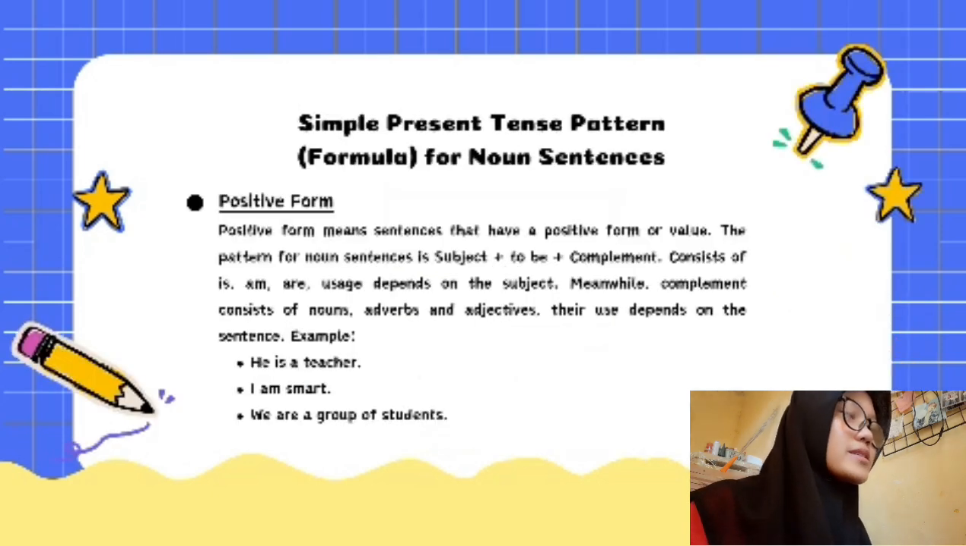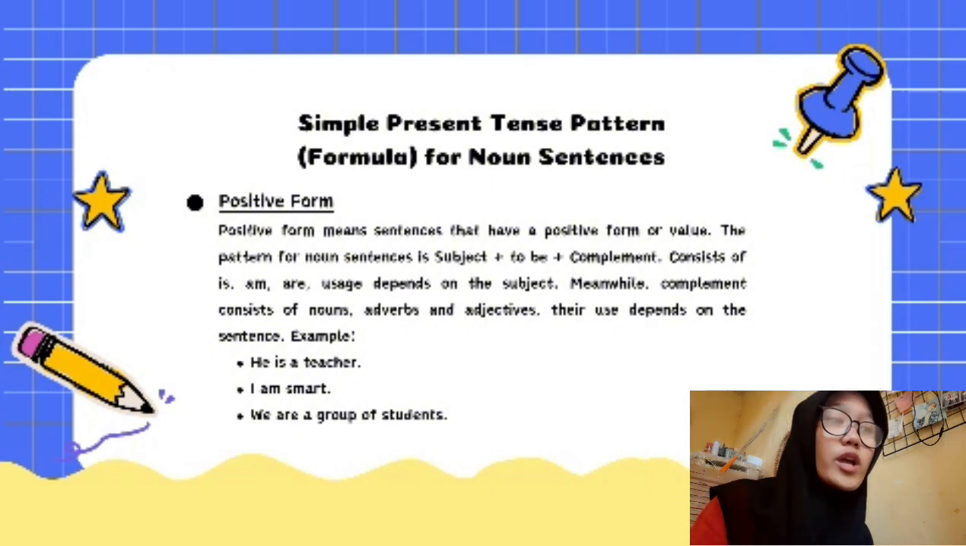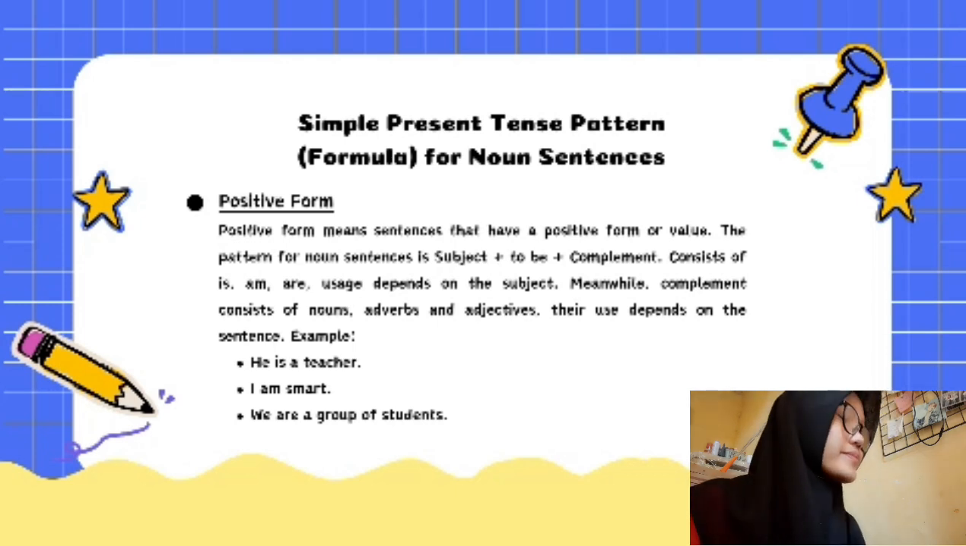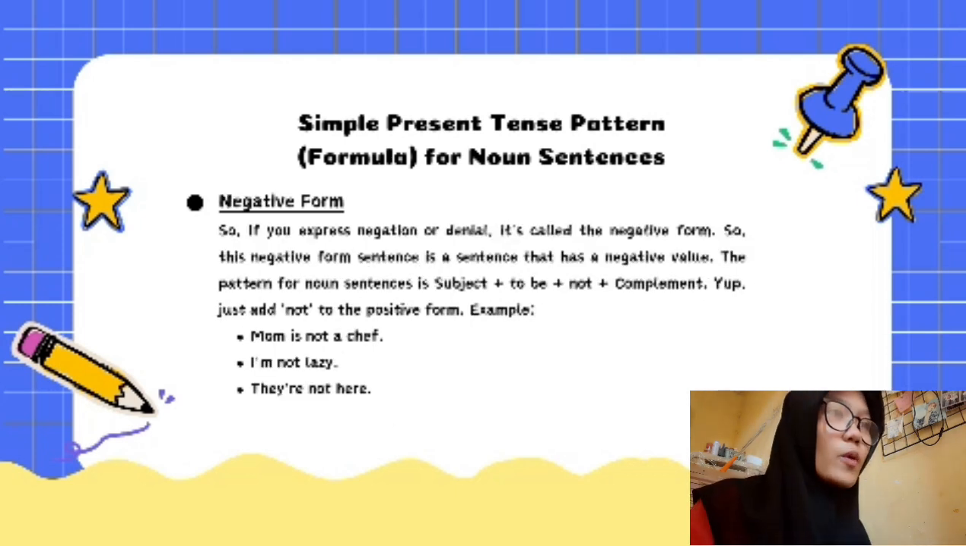Next, simple present tense pattern formula for noun sentences. For positive form means sentences that have a positive form or value. The pattern for noun sentences is subject plus to be plus complement. To be consists of is, am, are. Usage depends on the subject. Meanwhile, the complement consists of nouns, adverbs, and adjectives. Their use depends on the sentence. Example, he is a teacher. I am smart. And we are a group of students.